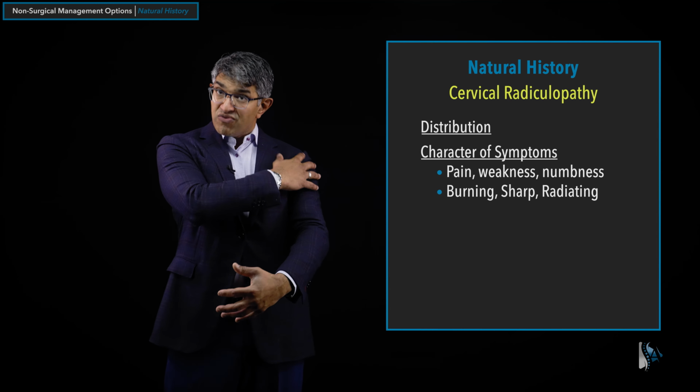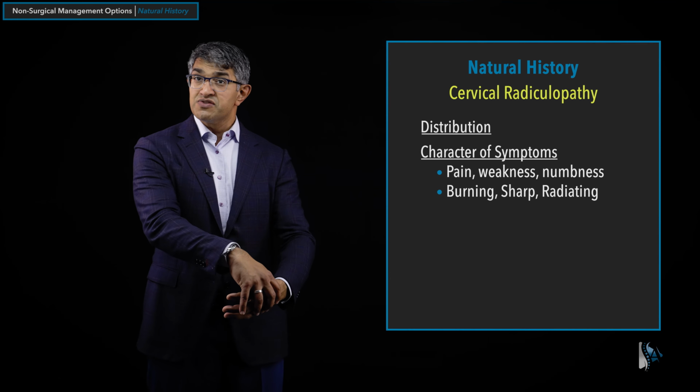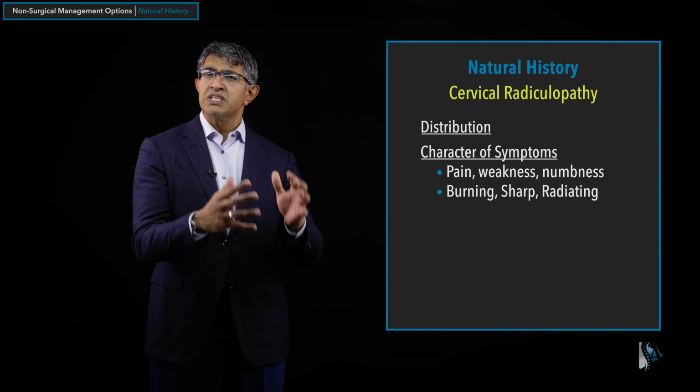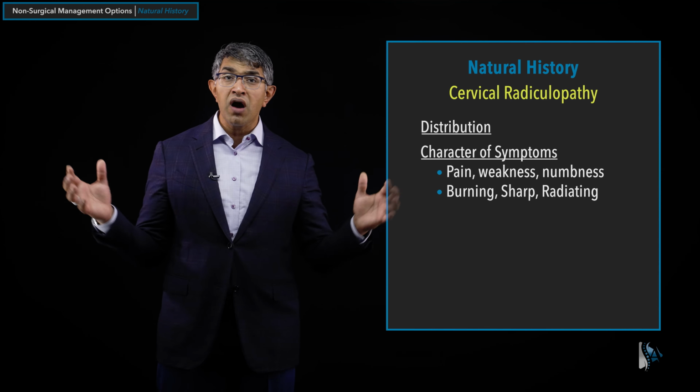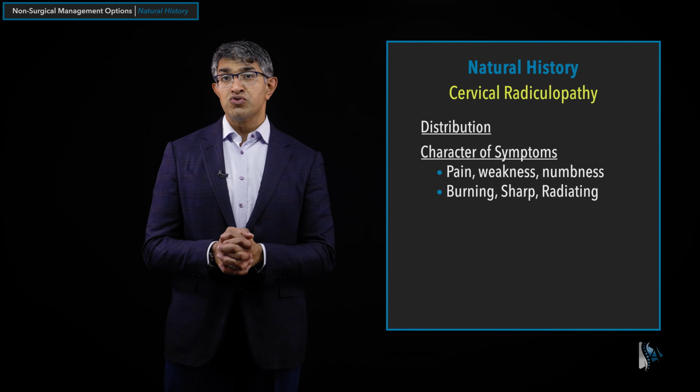It doesn't usually spread from, say, C6 into the C7 distribution or something like that. It may not involve the entire distribution, and in fact, when it starts, it's often the most severe. It comes on with a bang, and then slowly subsides over time. So maybe it goes from involving the entire C6 distribution to involving a little bit less and a little bit less over time. So it will often, as it evolves, get better, typically shrinks in distribution.